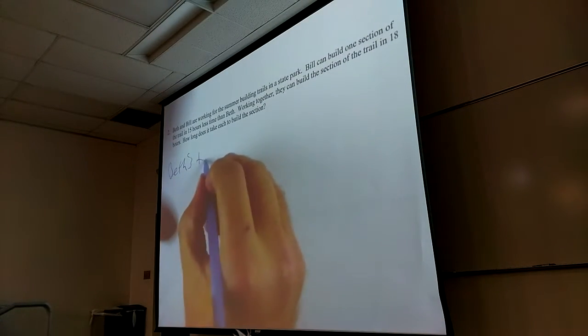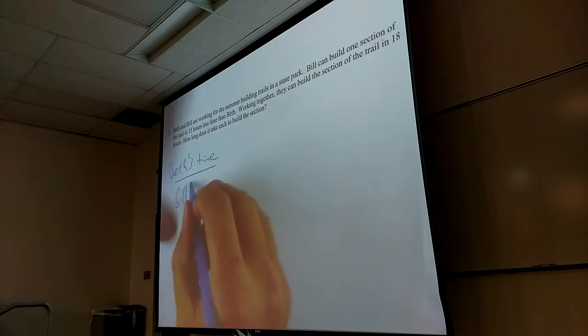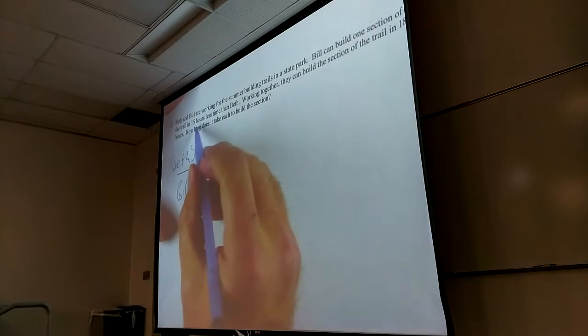What are the players in the problem? Well, here it's very in your face. What are the players? What about them? Beth's time, Bill's time, right? To build these trails. Unfortunately, they both start with the letter B. I normally try to use letters that correspond to something in the problem. So let's see, Bill can build one section in 15 hours less time than Beth.